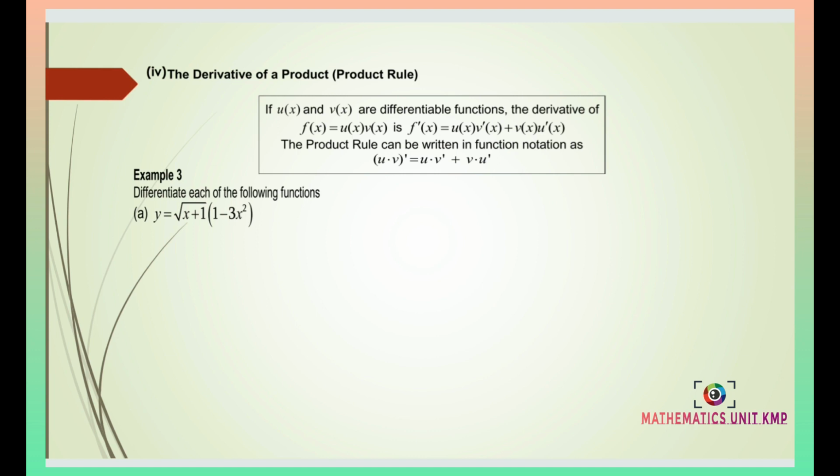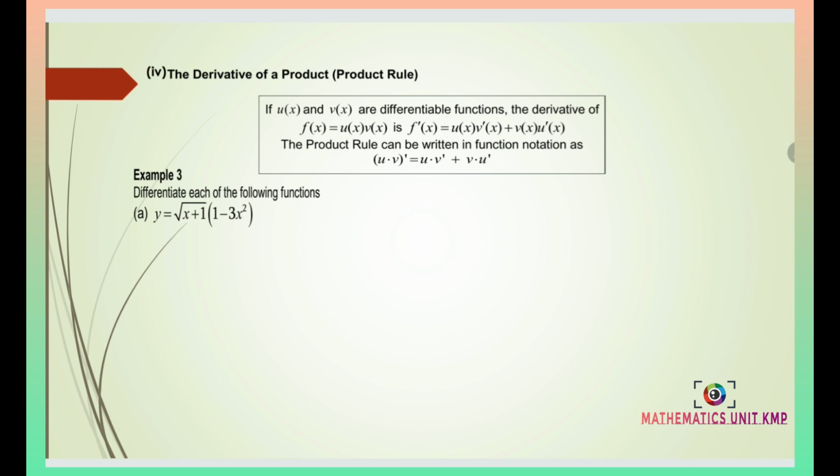Next, we go to another rule, that is the derivative of a product, known as the product rule. If u(x) and v(x) are differentiable functions, the derivative of f(x) equal u(x) times v(x) is f'(x) equal u(x) multiplied with v'(x) plus v(x) multiplied with u'(x). The product rule can be written in function notation as (uv)' equal uv' plus vu'.